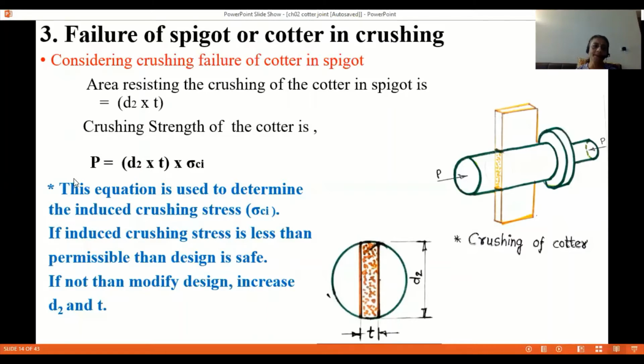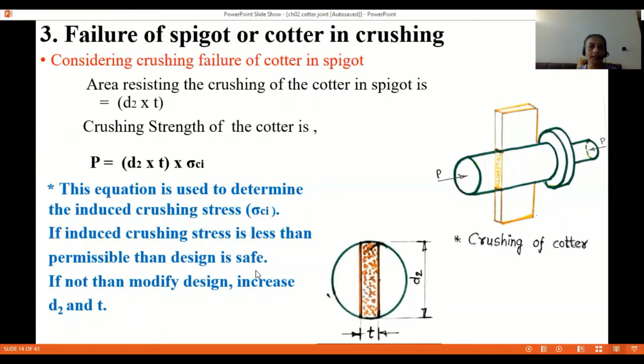From the previous step, we have found d2 and T. So the same values of d2 and T we will substitute here. We know P. So from this equation, we will find the induced crushing stress in the quarter. When we find the induced crushing stress, we must check that it should be less than the permissible value. If it is less than permissible, then our design will be safe in crushing failure. If it is not, the design is unsafe.